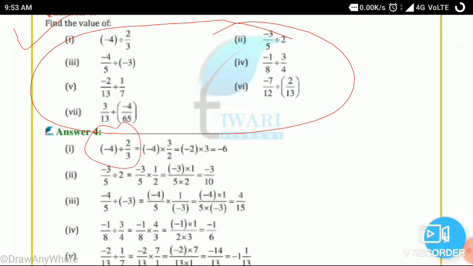Okay, so what do we do? First we write minus 4, and after that instead of divide we put a multiply sign, and then we find the reciprocal of the next rational number. So 2 upon 3. So what is the reciprocal of 2 upon 3? So very simple, we just change its position. We take the numerator as the denominator and the denominator as the numerator.